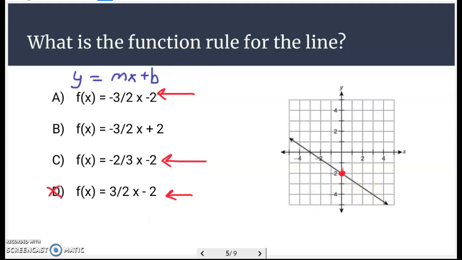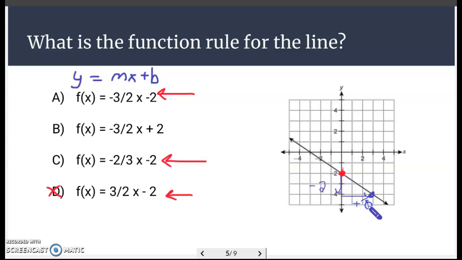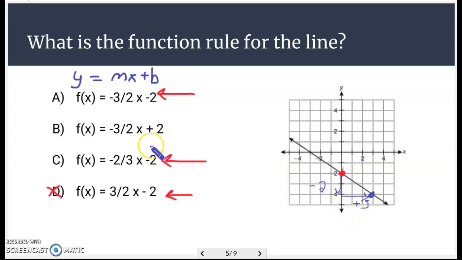And let's find another point here on the line right there. Notice we are going down 2 for negative 2, and we go to the right 3, plus 3. Look for a slope of negative 2/3. And it looks like C is our winner.